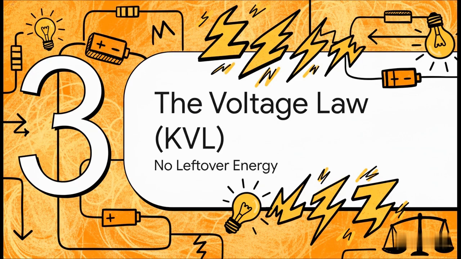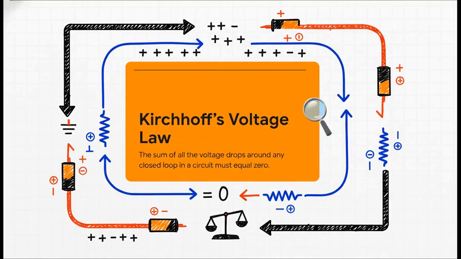Well, that brings us to Kirchhoff's second law, the voltage law. And it tells us there's no leftover energy. This one's called Kirchhoff's voltage law, or KVL. It says that if you trace any complete path, any closed loop around a circuit, all the voltage gains you get from a source like a battery will be perfectly balanced by all the voltage drops across components like resistors. It all adds up to a nice, neat zero. And just like the current law was about conserving charge, this law is all about conserving energy.